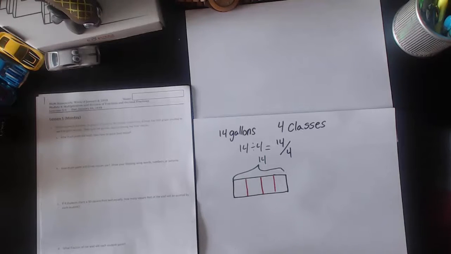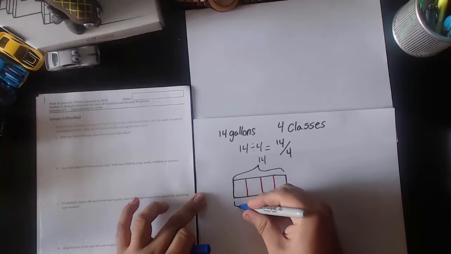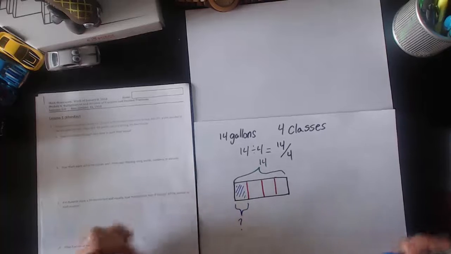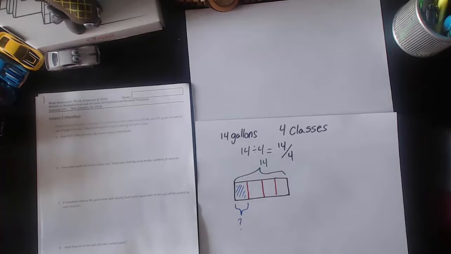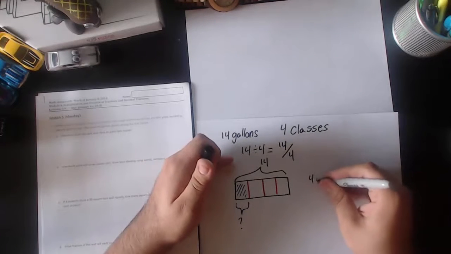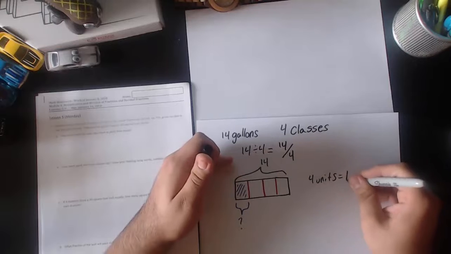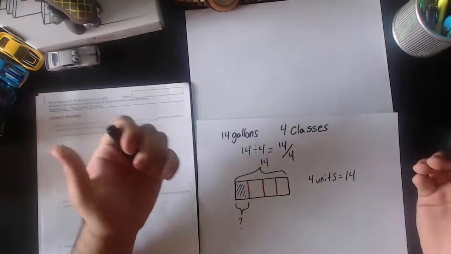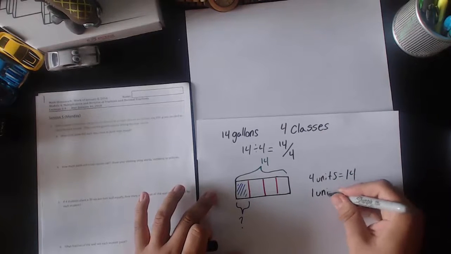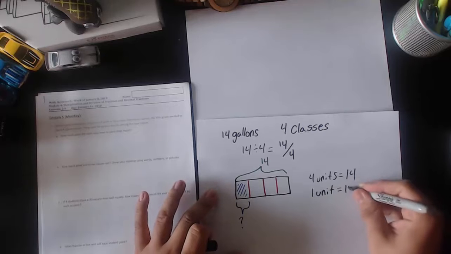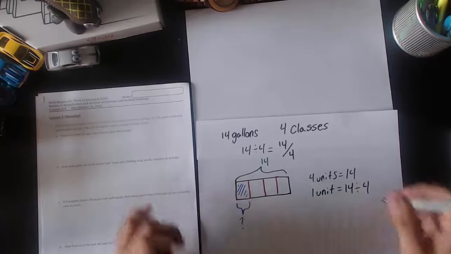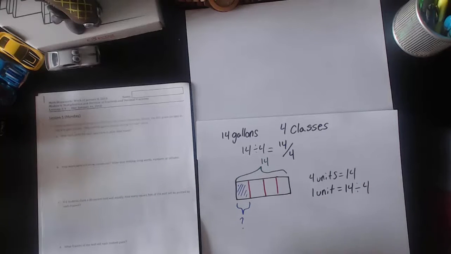And we need to solve for the 1 unit to determine how much paint each class is going to get. Well, I know already by turning this into a division problem that 4 units equals 14, or 4 classes are going to split the 14 gallons. I need to know what 1 unit is worth. Well, I know that 14 divided by my 4 will give me 1 unit. So let's go ahead and solve this problem.